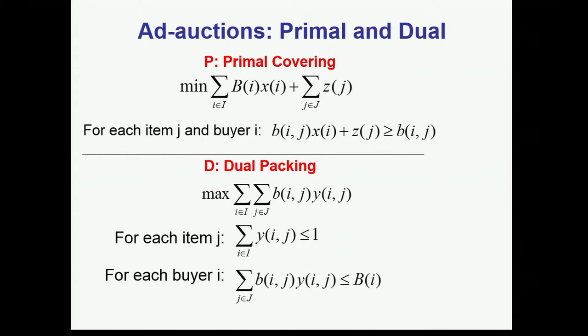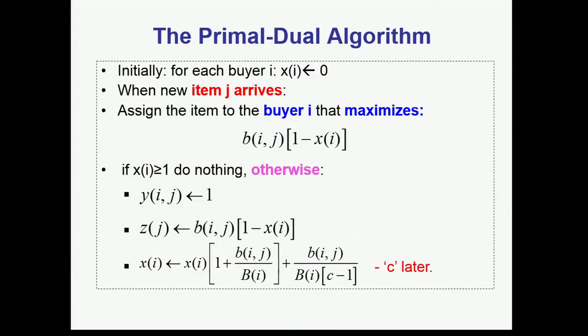Now the natural algorithm is, of course, the greedy algorithm. When an item appears, you just sell it to the buyer who is willing to pay the maximum value for it, as long as his daily budget hasn't been exhausted. This algorithm is half competitive, and unfortunately, it's not more than that. This is the worst case. I won't show you, there's a simple example. What would be the primal dual algorithm?